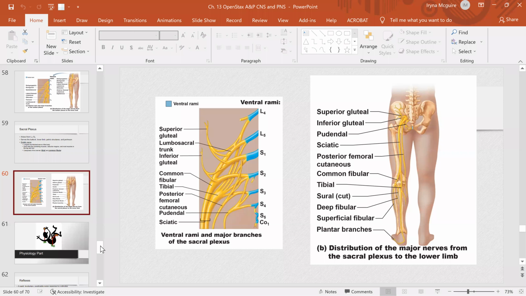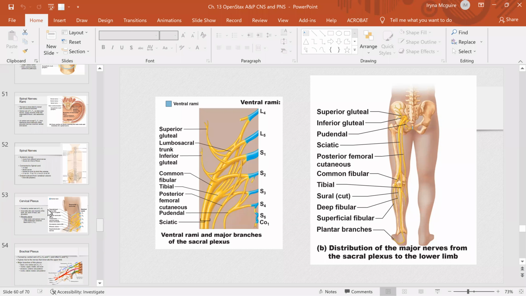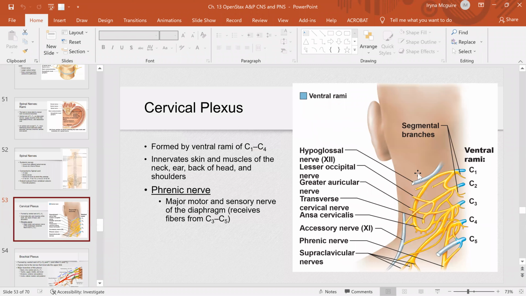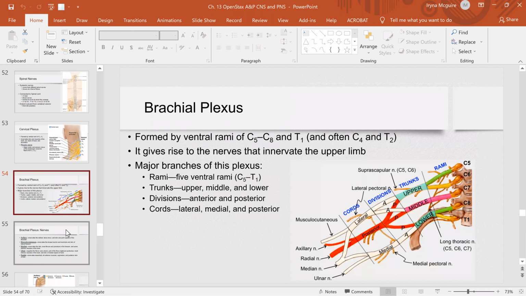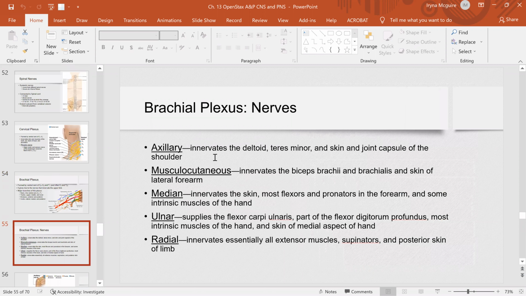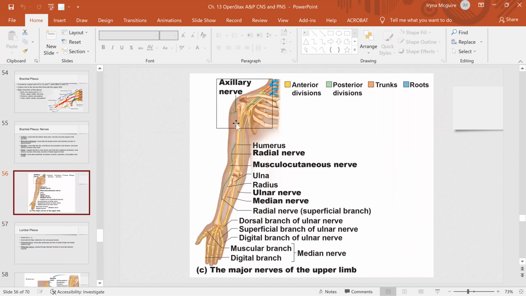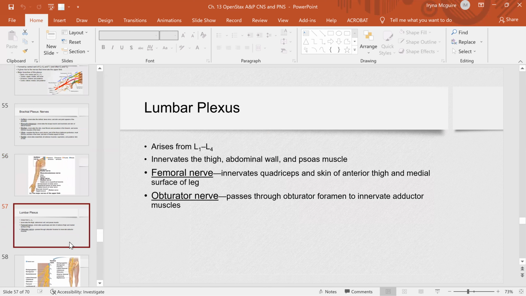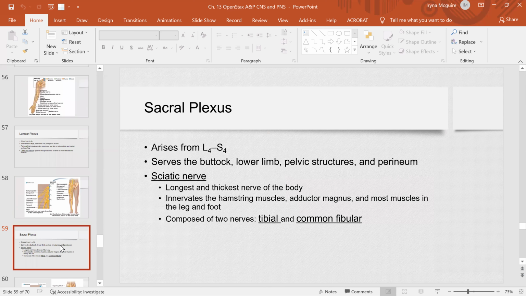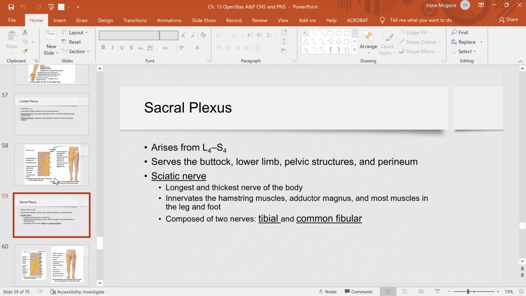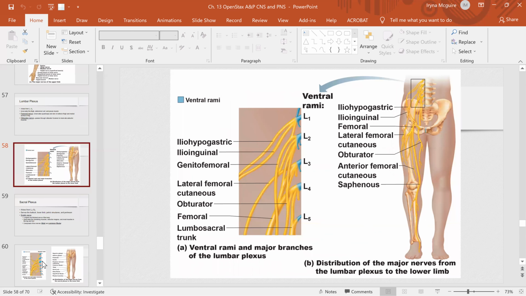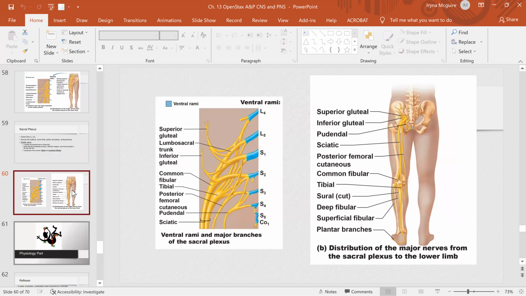I think that's the last slide. So very quickly about these plexuses. We have the cervical plexus in the cervical region. The phrenic nerve is an important one. Brachial plexus. Now, the nerves that are formed from the brachial plexus are going to innervate your upper limbs, so your arm and forearm and hand. Then we have the lumbar plexus, and we have the sacral plexus, and nerves from these plexuses are going to innervate your thigh, right? Sacral is going to innervate your posterior thigh and leg.